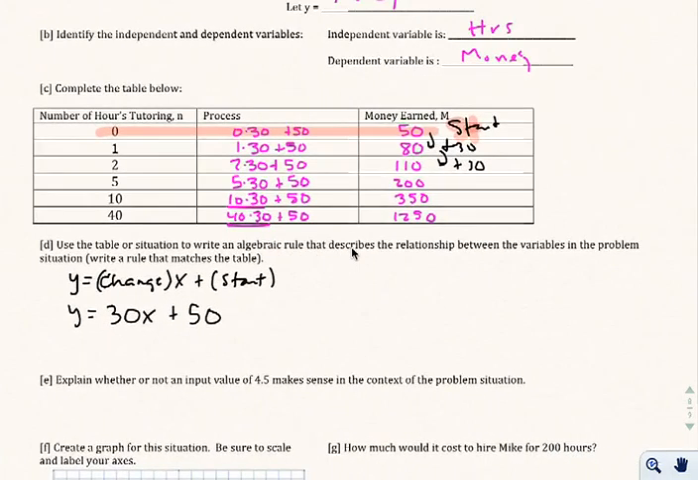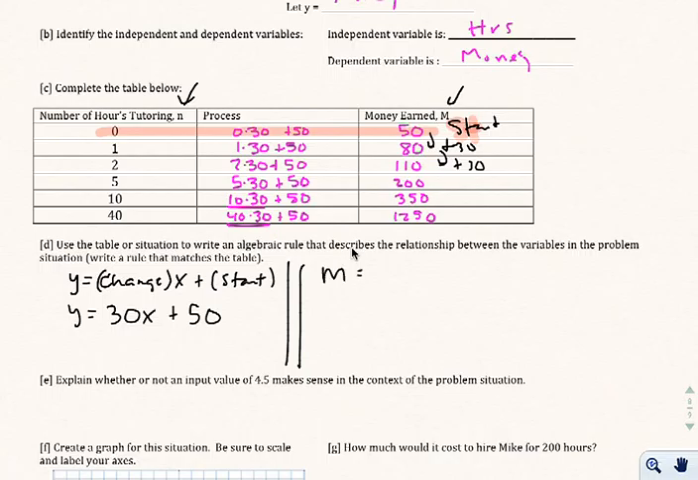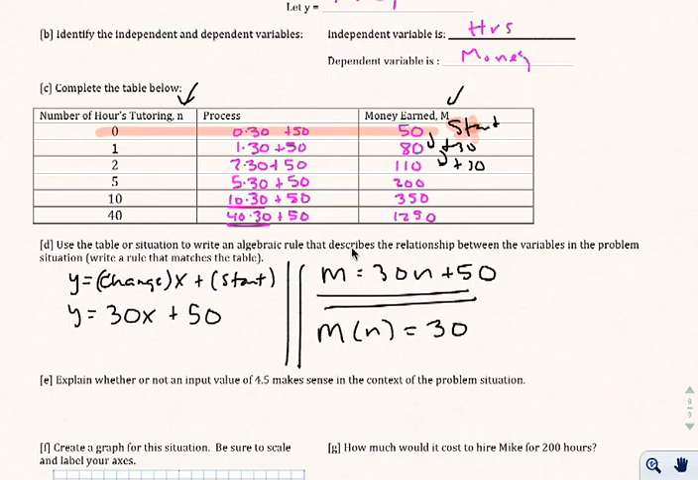Now, if we want to write this more correctly, we pay attention to the fact that our variables are n and m. So we can say that the money we earn is going to be $30 for every hour we tutor plus 50. Now, in fact, if we want to take it one step farther, we should probably write this in function notation. So the function of m, when I apply it to n, is to take 30 times the number of hours plus 50.